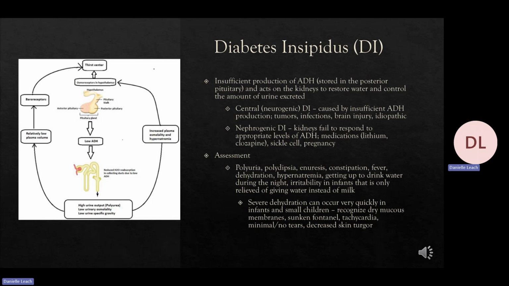Severe dehydration can occur very quickly in infants and small children. So we need to recognize and teach parents to recognize things like dry mucous membranes, sunken fontanelles, tachycardia, minimal or absent tears, and decreased skin turgor.